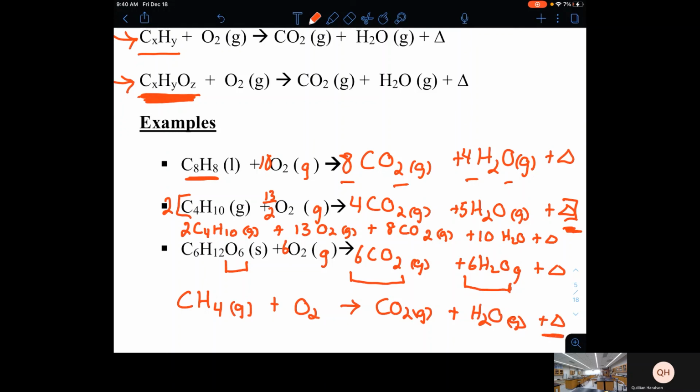Now to balance this one, since I already got it here, might as well balance it. It looks like I got one carbon. I got 4 hydrogens, put a 2 right here. That gives me a grand total of 4 oxygens, put a 2 right here. And now this is balanced out. All right, so that is our combustion reaction.